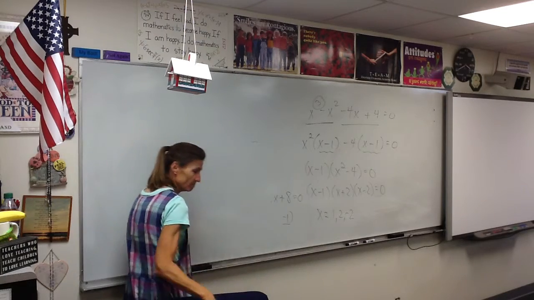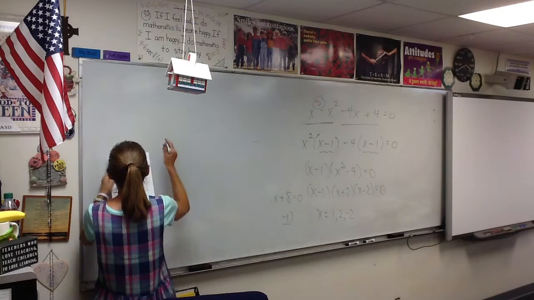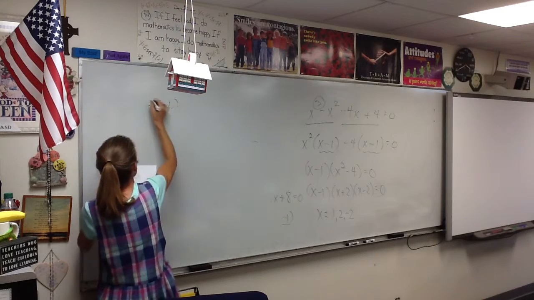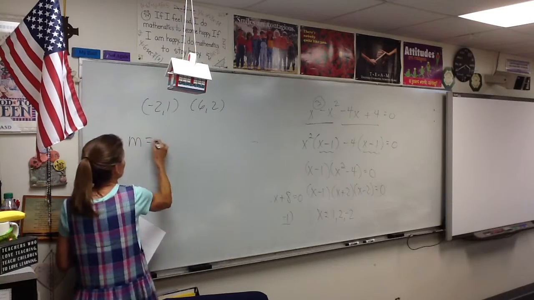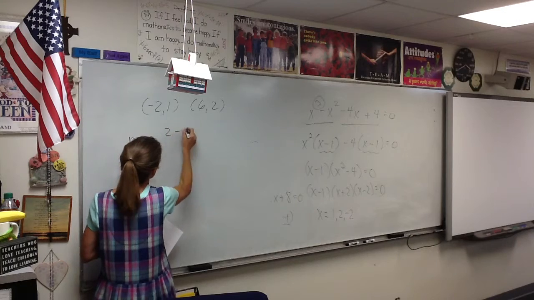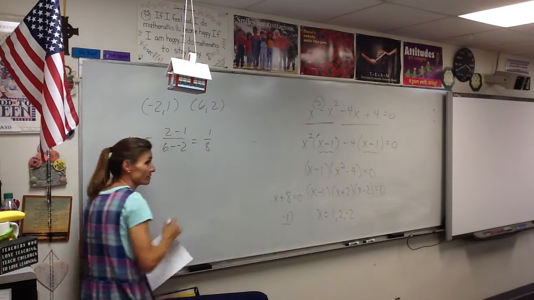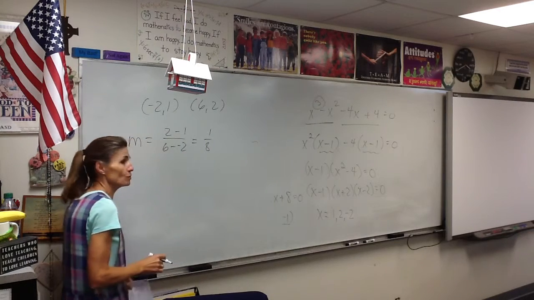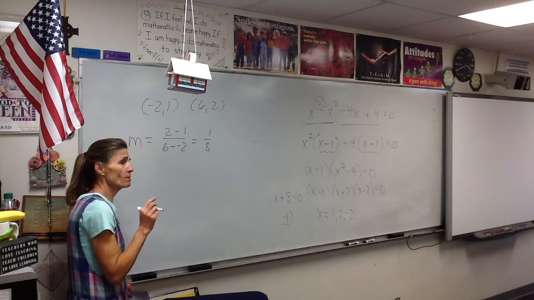Which one did you say? 3A. 3A. Oh, Bailey, how did you start this one? Finding the slope, and what did you get for your slope? 1/8. So 2 minus 1 over 6 minus -2 is indeed 1/8. Okay, and then what did you do? I plugged in the point. Did you do slope intercept or point slope?